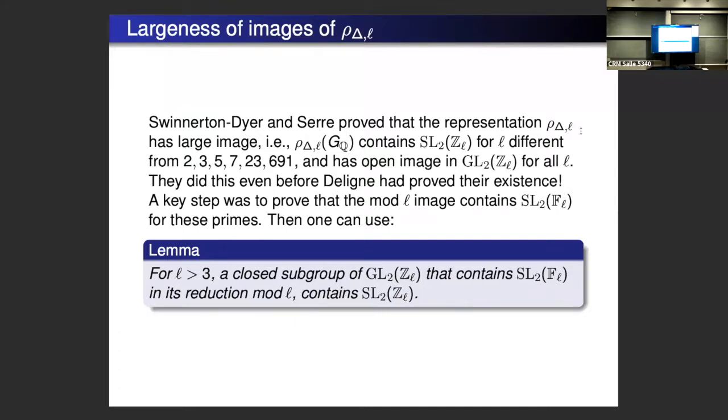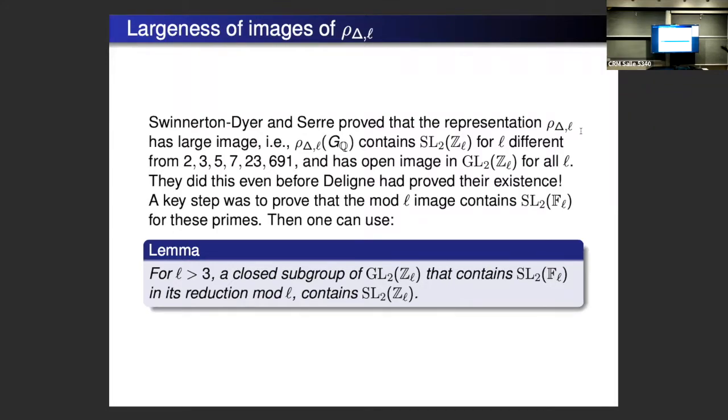And they proved that they could say that this representation, the L-adic representation associated to the delta function, whose tie-up with the delta function is via the characteristic polynomials of the Frobenius elements in this representation, had image containing SL2(Z_L) for all L different from this exceptional set of 6 primes. For all L not equal to 2, 3, 5, 7, 23, 691, this representation contains SL2(Z_L).